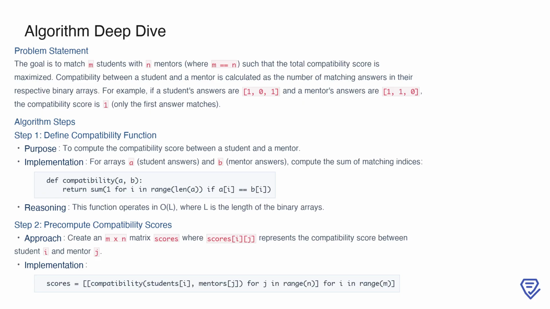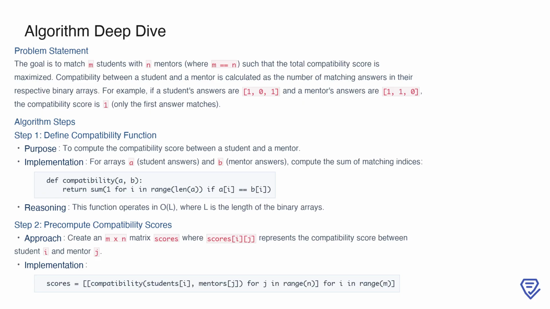To solve the maximum compatibility score sum problem, we aim to pair m students with n mentors, where m equals n, in a way that maximizes the total compatibility score. The compatibility score between a student and a mentor is determined by the number of matching answers in their respective binary arrays. For example, if a student's answers are 1, 0, 1, and a mentor's answers are 1, 1, 0, the score is 1 because only the first answer matches.